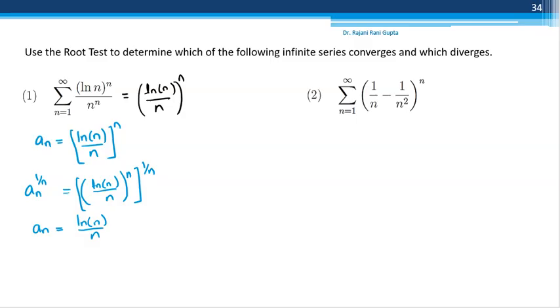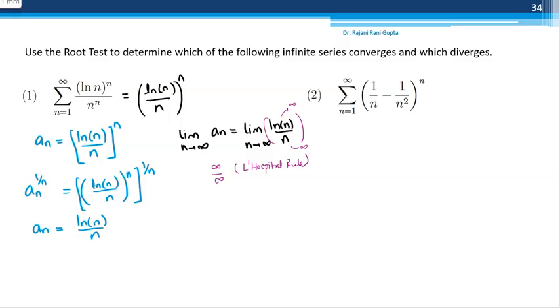So for finding that limit, the limit as n approaches infinity of a_n^(1/n) is the same as the limit as n approaches infinity of ln n over n. As n approaches infinity, the numerator goes to infinity, and the denominator also reaches infinity. So it is in the infinity over infinity form, and we cannot solve it in this way. So we have to use L'Hopital's rule.